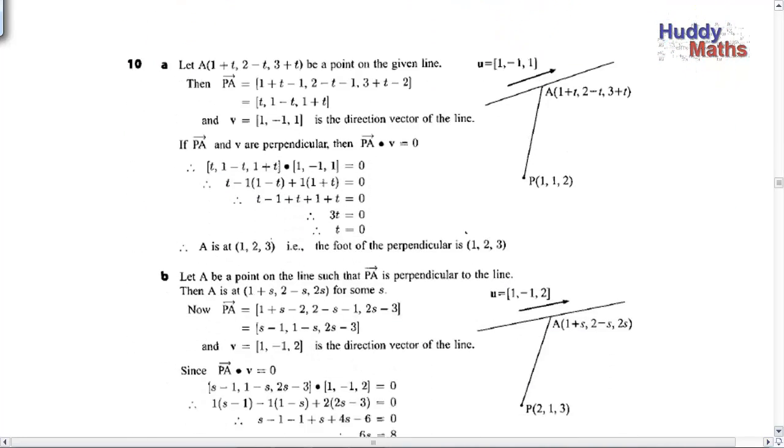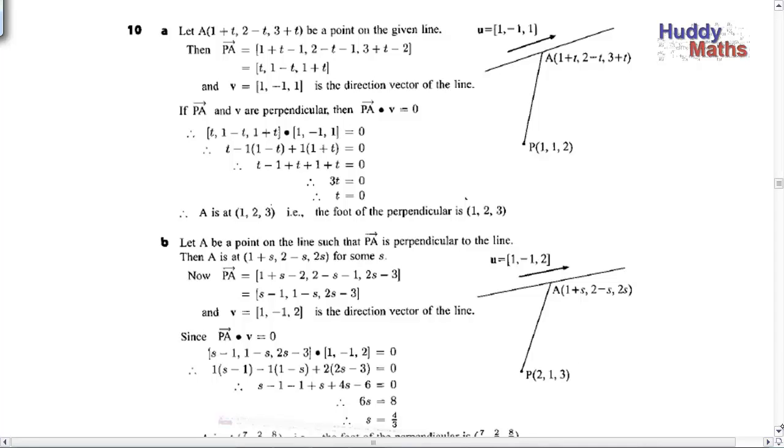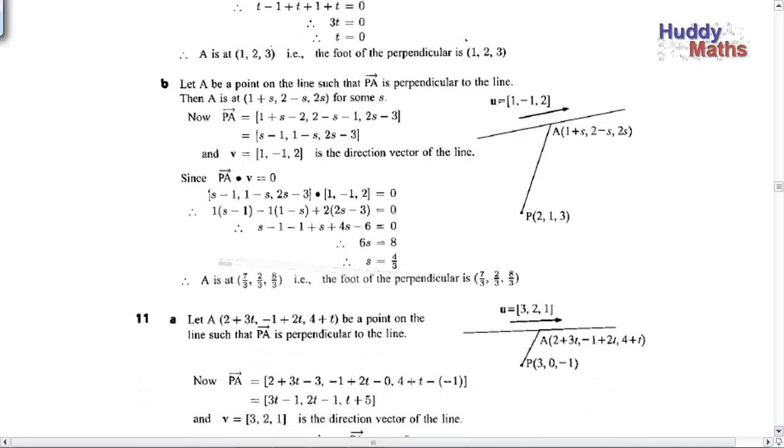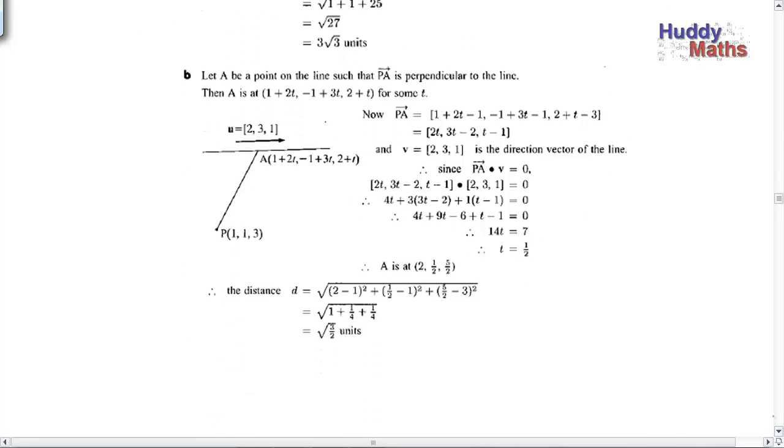And here are the solutions. There's 10 A, we'll come and finish off B in a minute. Notice the idea that the point you're looking for has the general coordinates given by the parametric equations. Okay, let's go to B. So there's B. I think diagrams help quite a bit. Then 11, part A, and B.